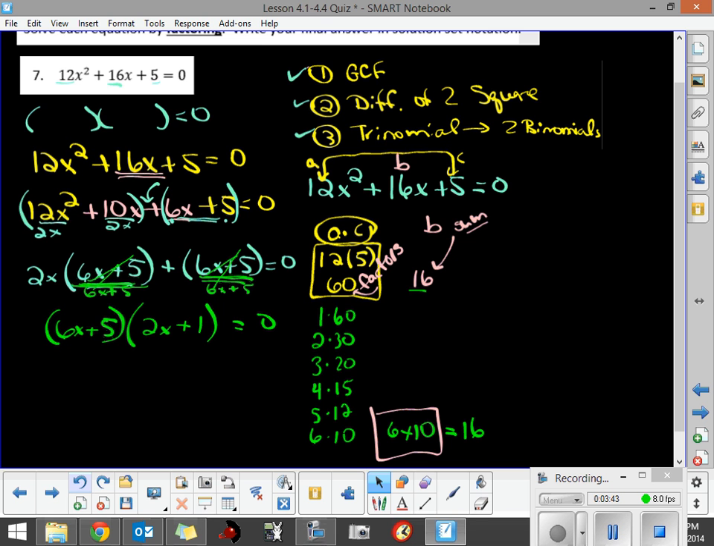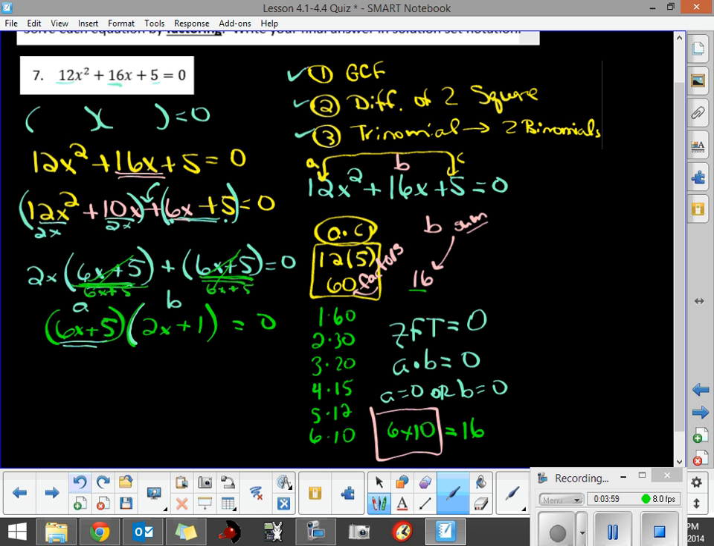Now that we know what our factorization is, we'll apply our zero factor theorem. If we have an answer of 0, and this time we only have two factors that multiply to 0, then I know that the first factor is equal to 0 or the second factor is equal to 0. So 6x plus 5 would have to equal 0, or the only other way that I can get an answer of 0 is if 2x plus 1 is equal to 0. And we'll solve each of these to find the value of x.